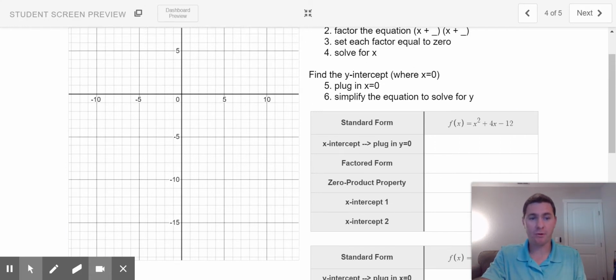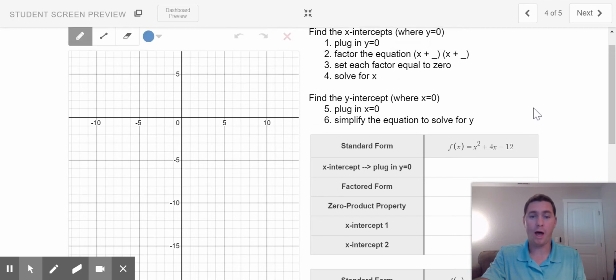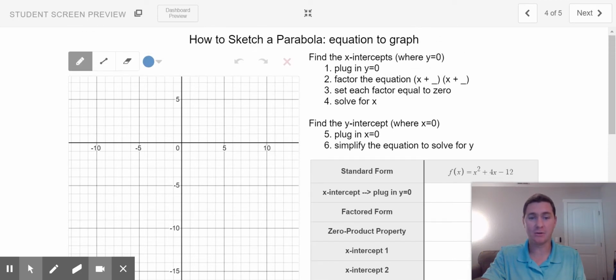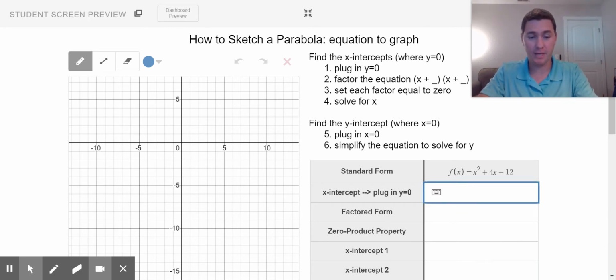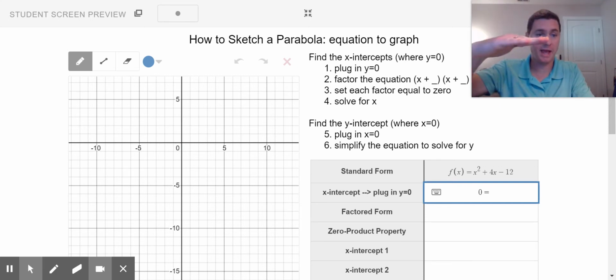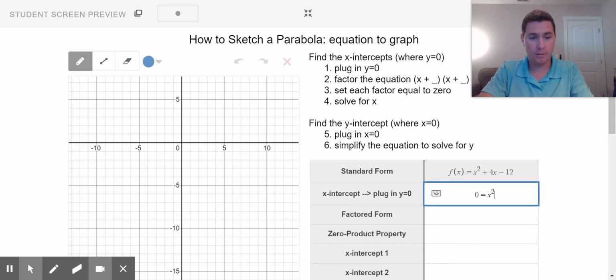If we're going to sketch this graph, we need to know the x-intercepts and the y-intercept. To find the x-intercept, we plug in 0 for the y value, because we don't go up or down. On the x-axis, we haven't gone up or down; the y value is 0. So we replace f of x with 0, and we get 0 equals x squared plus 4x minus 12.